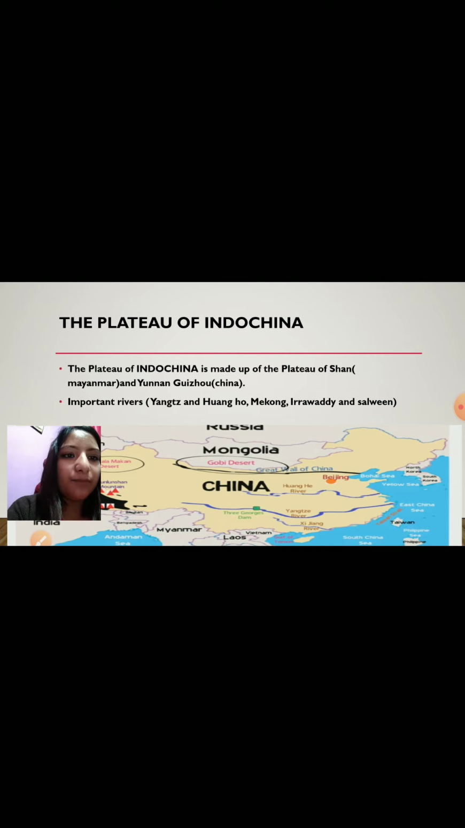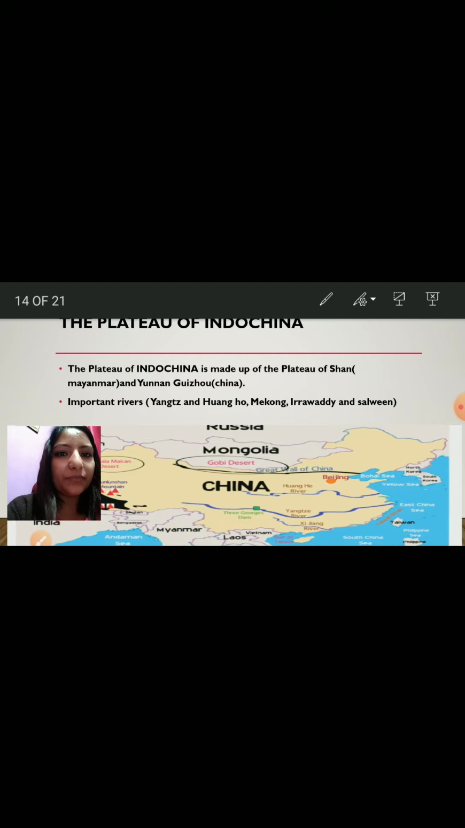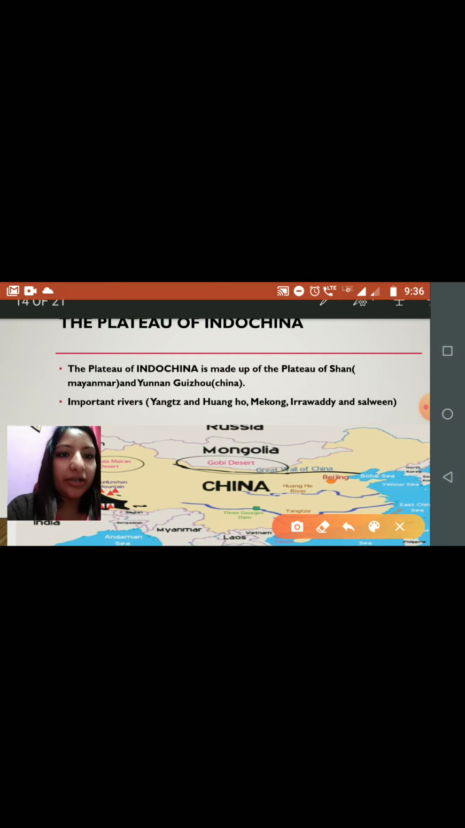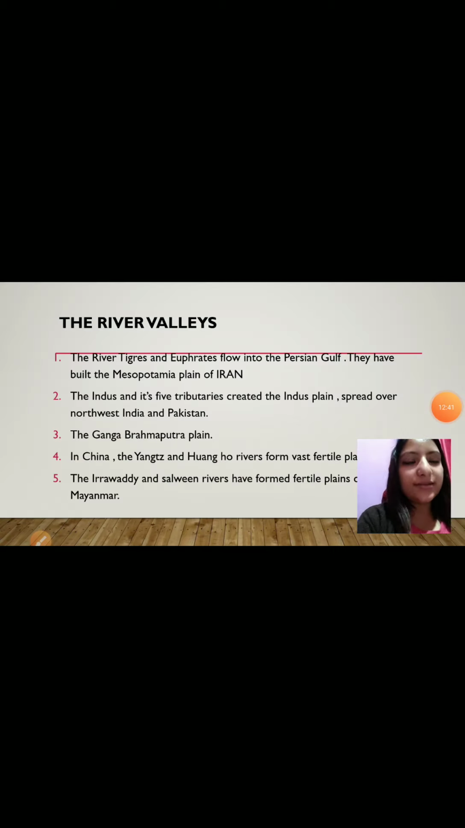Okay, here is an important river picture, this is the picture of the Indochina plateau. Here you all know the important rivers are Huangho, Yangtze and Irrawaddy and Salween in your Myanmar. Okay, you can see the rivers Irrawaddy and Salween in this region. Okay, so this is the plateau of your Indochina. Okay, now the next important feature is the river valleys.